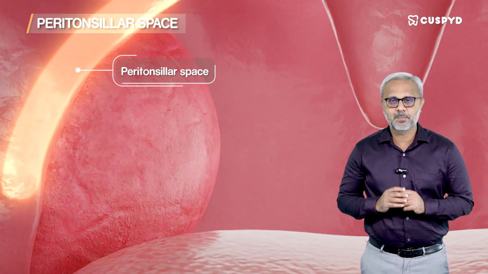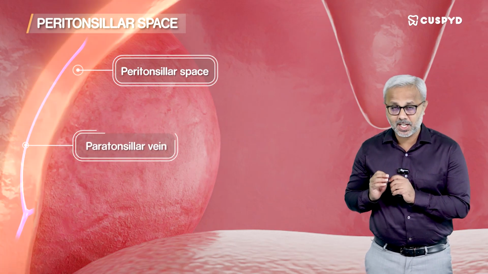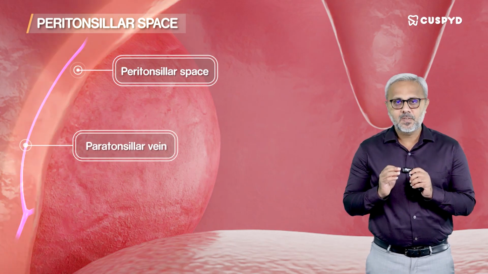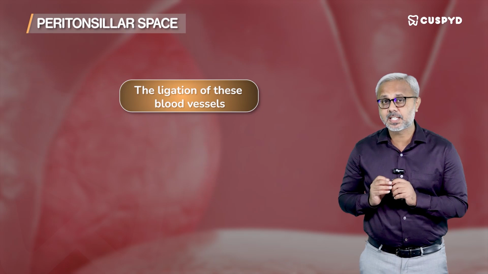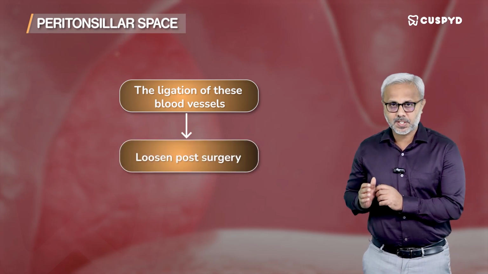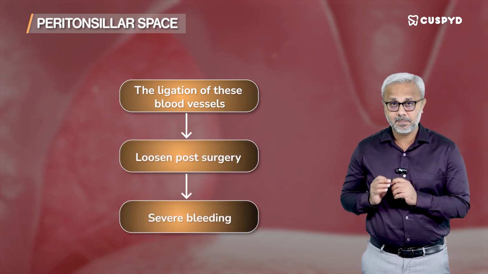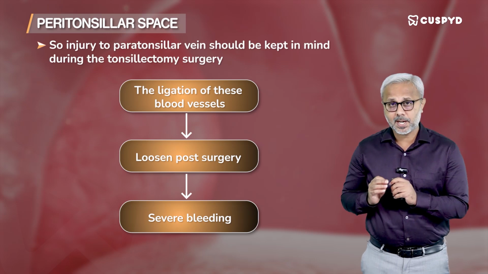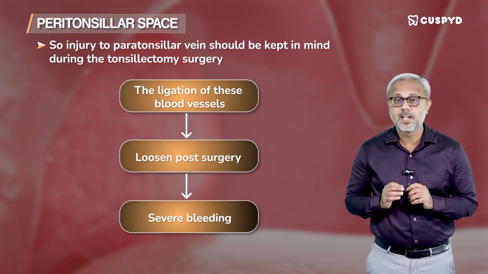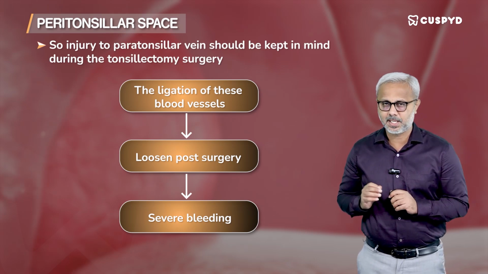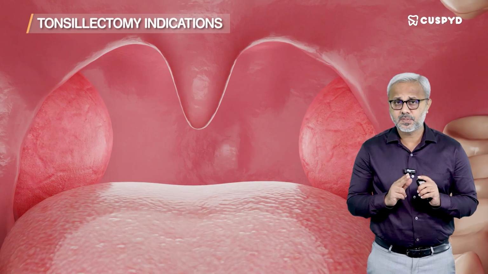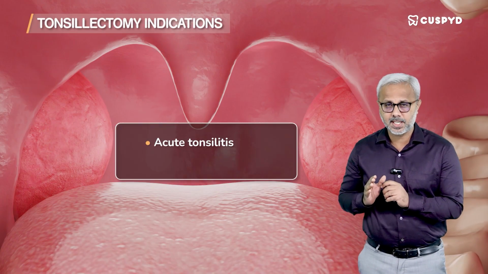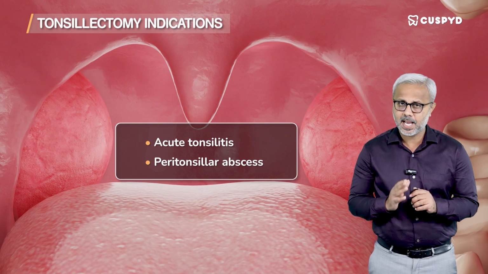Within the peritonsillar space, we have the paratonsillar vein, right? Now, the ligation of these blood vessels can get loosened post surgery, resulting in severe bleeding. So, injury to the paratonsillar vein should be kept in mind when tonsillectomy is attempted. Two important indications for tonsillectomy are acute tonsillitis and peritonsillar abscess.